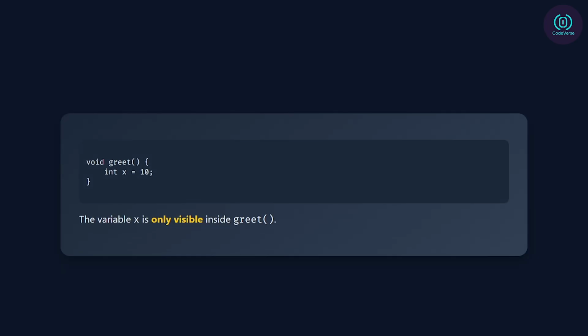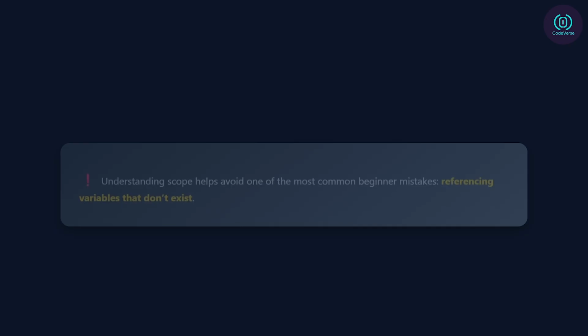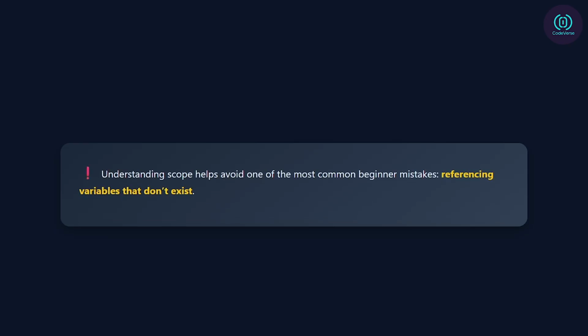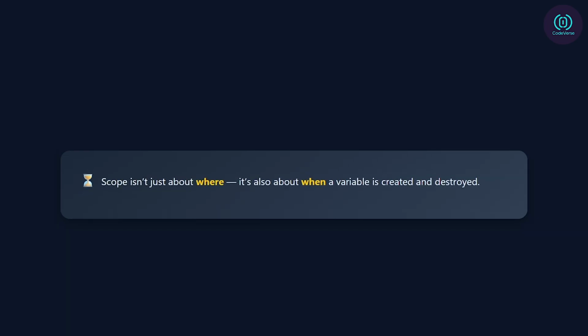Here's a quick example: void greet() { int x = 10; }. The variable x is only visible inside the greet function. Try to use it in main, or anywhere else, and you'll get an error. Understanding scope helps you avoid one of the most common beginner mistakes, referencing variables that don't exist in the current context. But there's more, scope isn't just about visibility.